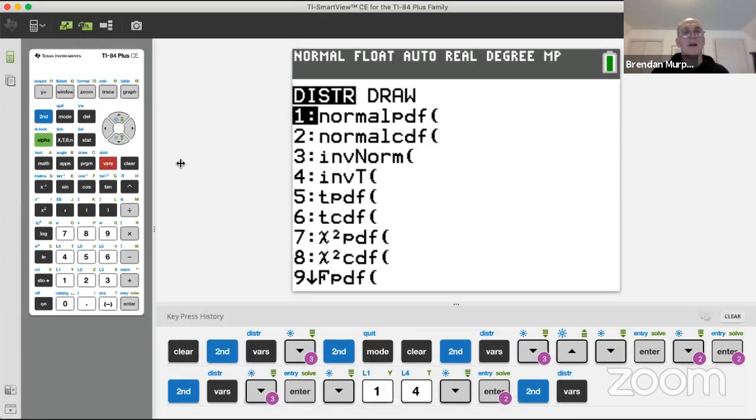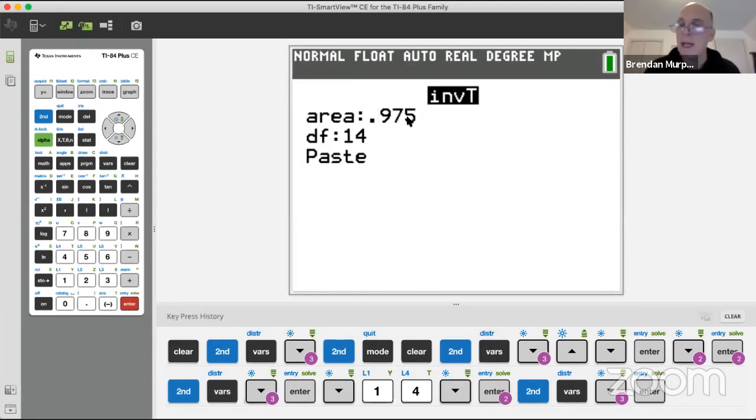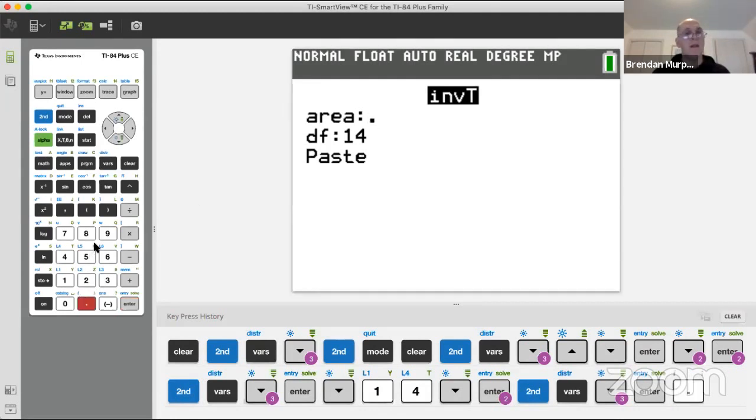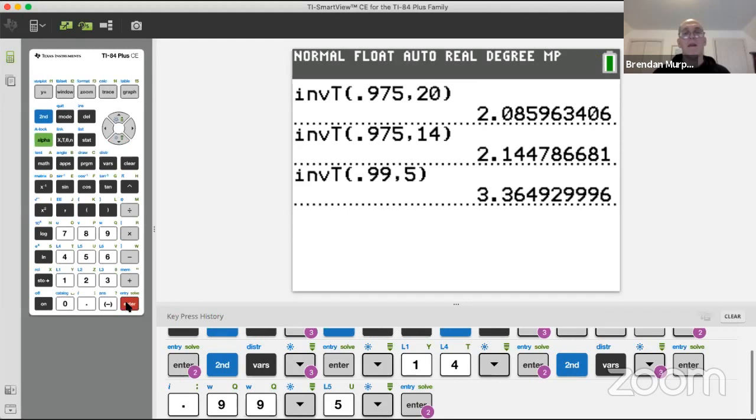Second bars, I'll go down to inverse T. So in this case, I need to think about my area. My confidence level was what? 98. So this probably wants to be 0.99. Again, I'm adding that lower tail. My degrees of freedom is only 5 here, right? That's small. I would like it bigger. So that's my critical t value, 3.364.